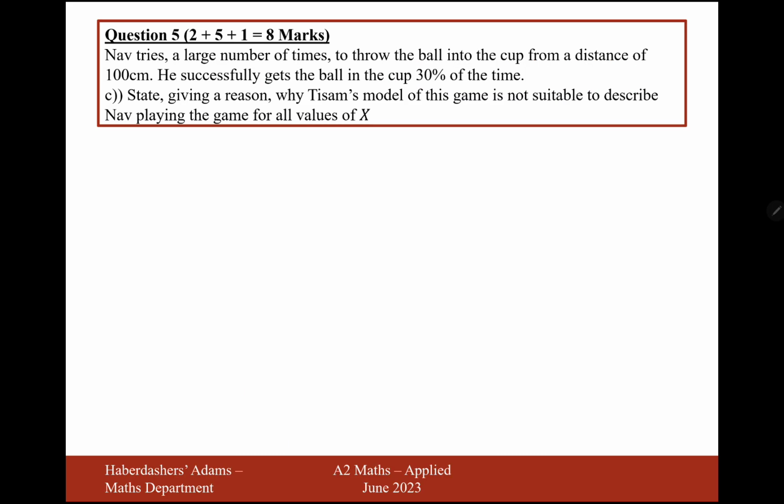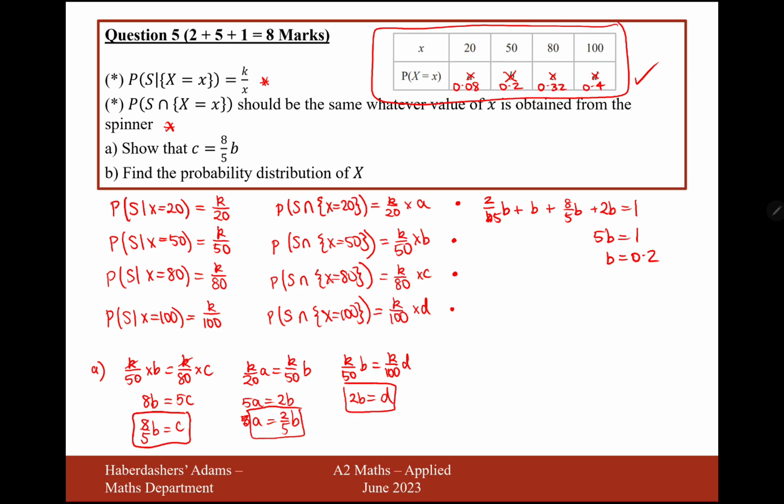Okay, moving on to part C now. So Nav tries a large number of times to throw the ball into the cup from a distance of 100 centimetres. He successfully gets the ball into the cup 30% of the time. State, giving a reason, why Tizam's model of the game is not suitable to describe Nav playing the game for all values of x. Okay, so what Nav has now discovered, by an experiment, is that the probability of scoring, given that you're 100 centimetres away, is 0.3. So this k over 100 is now equal to 0.3. So therefore, when we multiply the 100 to the side, we've worked out that k is now 30.